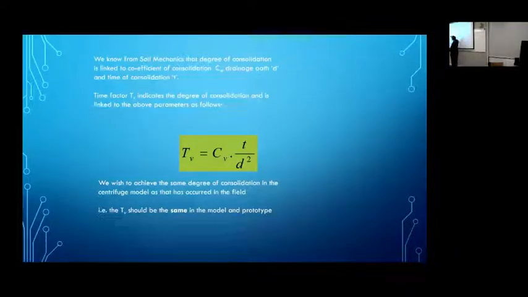Now, if I want to capture this in a centrifuge, the degree of consolidation is controlled by what is called the time factor, which relies on the coefficient of consolidation, the property of the clay, the time it takes to consolidate, and the drainage distance. We know from soil mechanics this is the important dimensionless group. So if I say this Tv must be the same in the model and prototype, then I can say how long it will take in the centrifuge to reach the same level of consolidation as in the field.